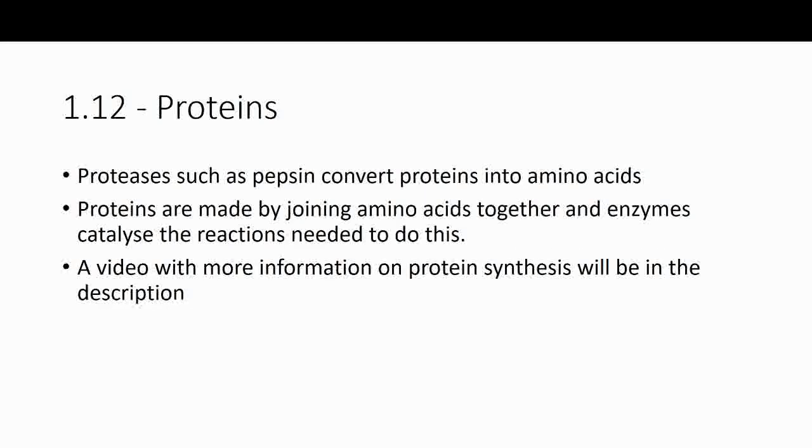Proteases, such as pepsin, convert proteins into amino acids. Proteins are made by joining amino acids together, and enzymes catalyse the reactions needed to do this. A video with more information on protein synthesis will be linked in the description below.